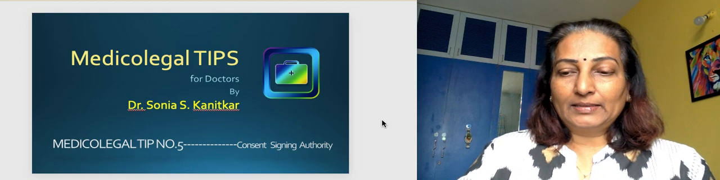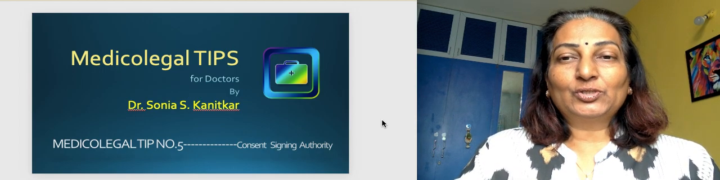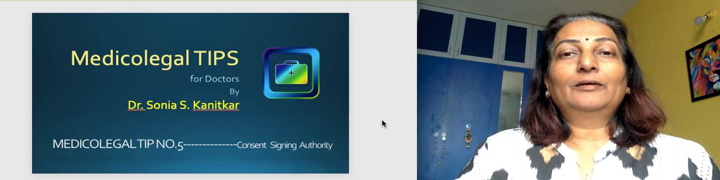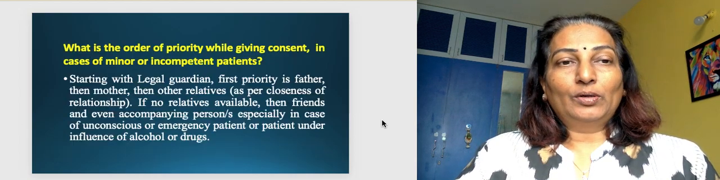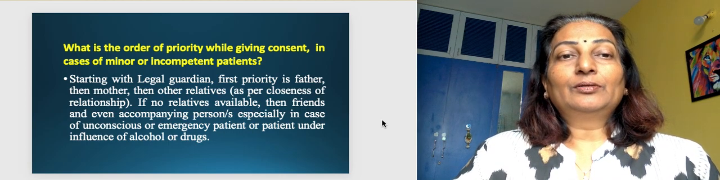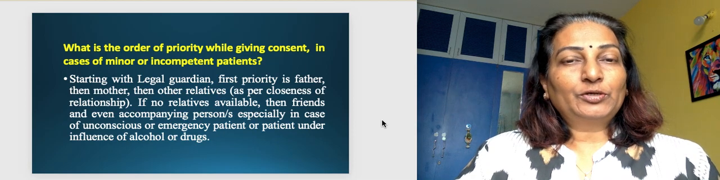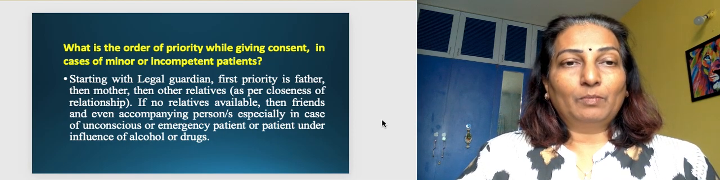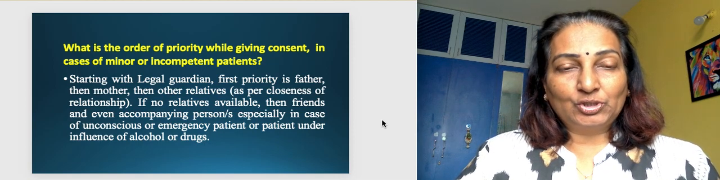Of course, as I have told earlier, the most important and first consent signing authority is the patient. You have to first consider the patient, and he can only sign the consent first if he is capable. Second, in order, will be the legal guardian, because we are dealing with children. First priority is the father, then the mother, then other relatives as per the closeness of the relationship.